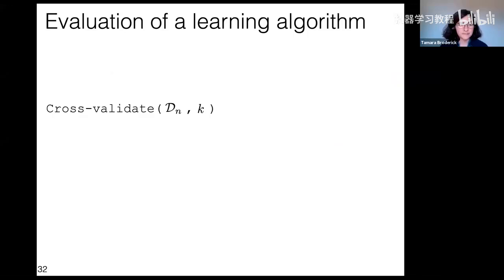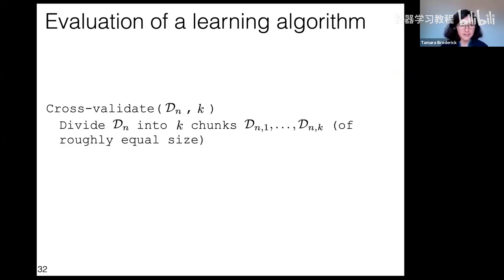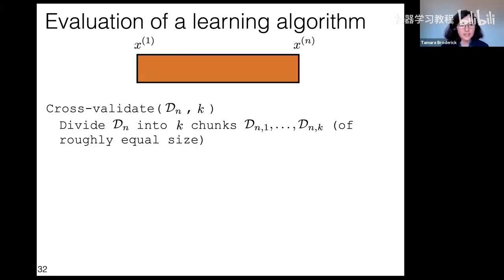The idea of cross-validation is that I'm going to have some way to evaluate my learning algorithm. In particular, it's going to take in a data set, let's call it DN, and K, which tells us how much we break down our data. We'll see that in just a second. We're going to take our data and divide it into K chunks. These are often called folds, so we call this K-fold cross-validation. Here we have our data, and let's say K is 10. We would divide it into these 10 chunks: this would be the first one, the second one, the third one, and so on.